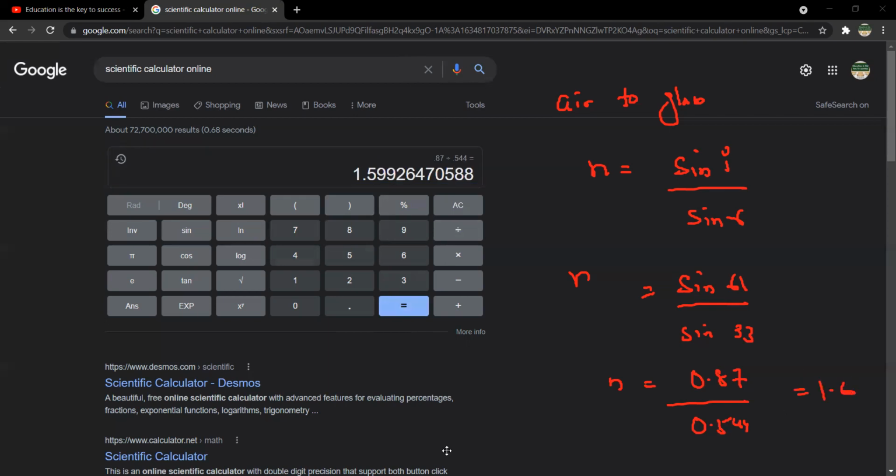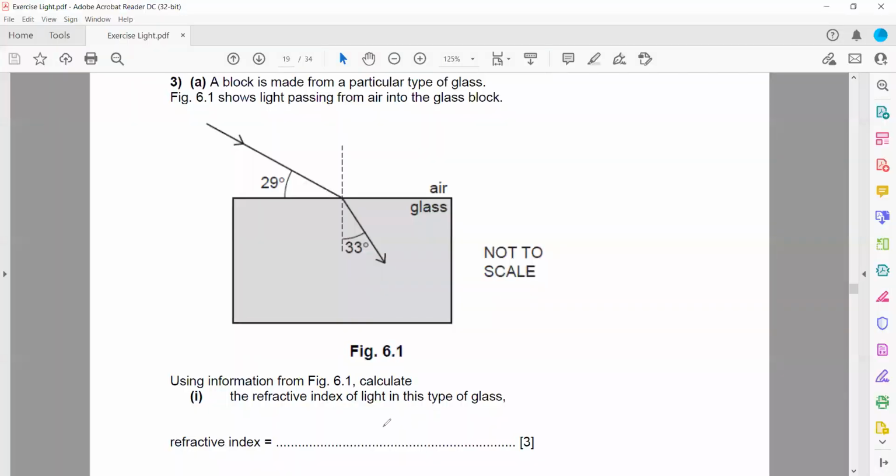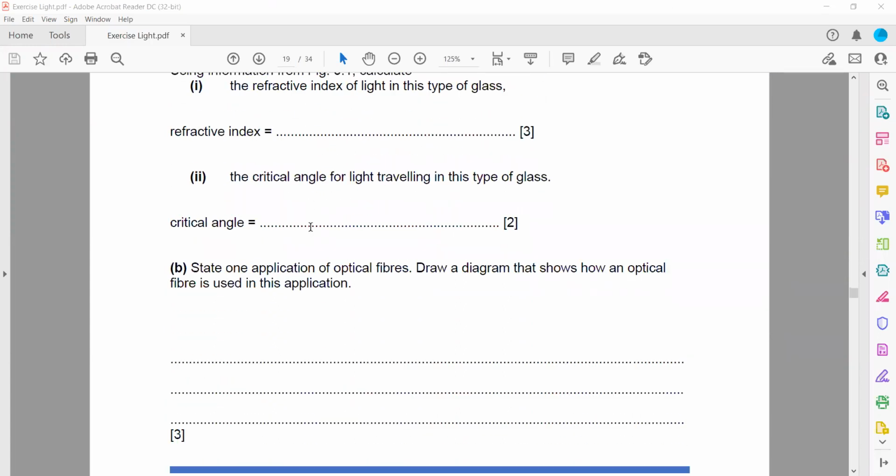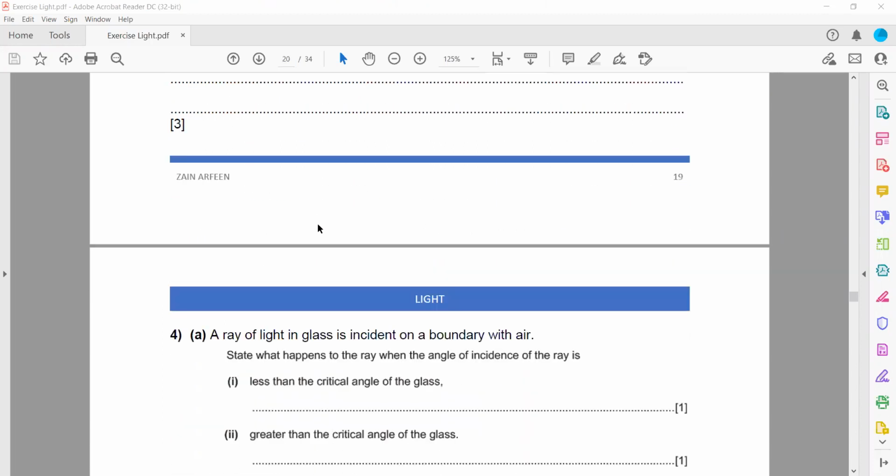So the refractive index is equal to 1.6. And there is no unit for refractive index because it is a ratio. It does not have any unit. Then the second part, critical angle, we did not discuss yet, so we'll leave it.